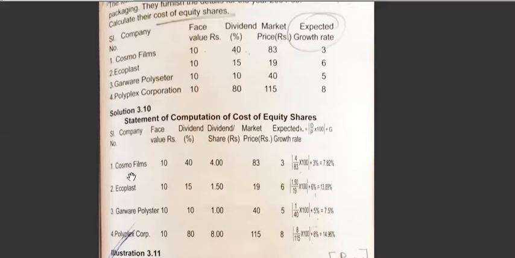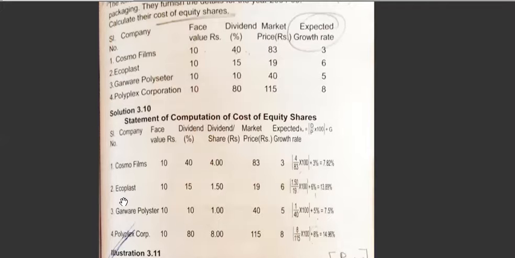Then write the first company, Cosmo Limited, face value 10 rupees, dividend percentage 40. So 10 into 40% gives 4 rupees. Market price given is 83, and the expected growth rate is 3. Now you have to take dividend per share 4 divided by market price 83, into 100, plus growth rate 3%. So you will get 7.82%.